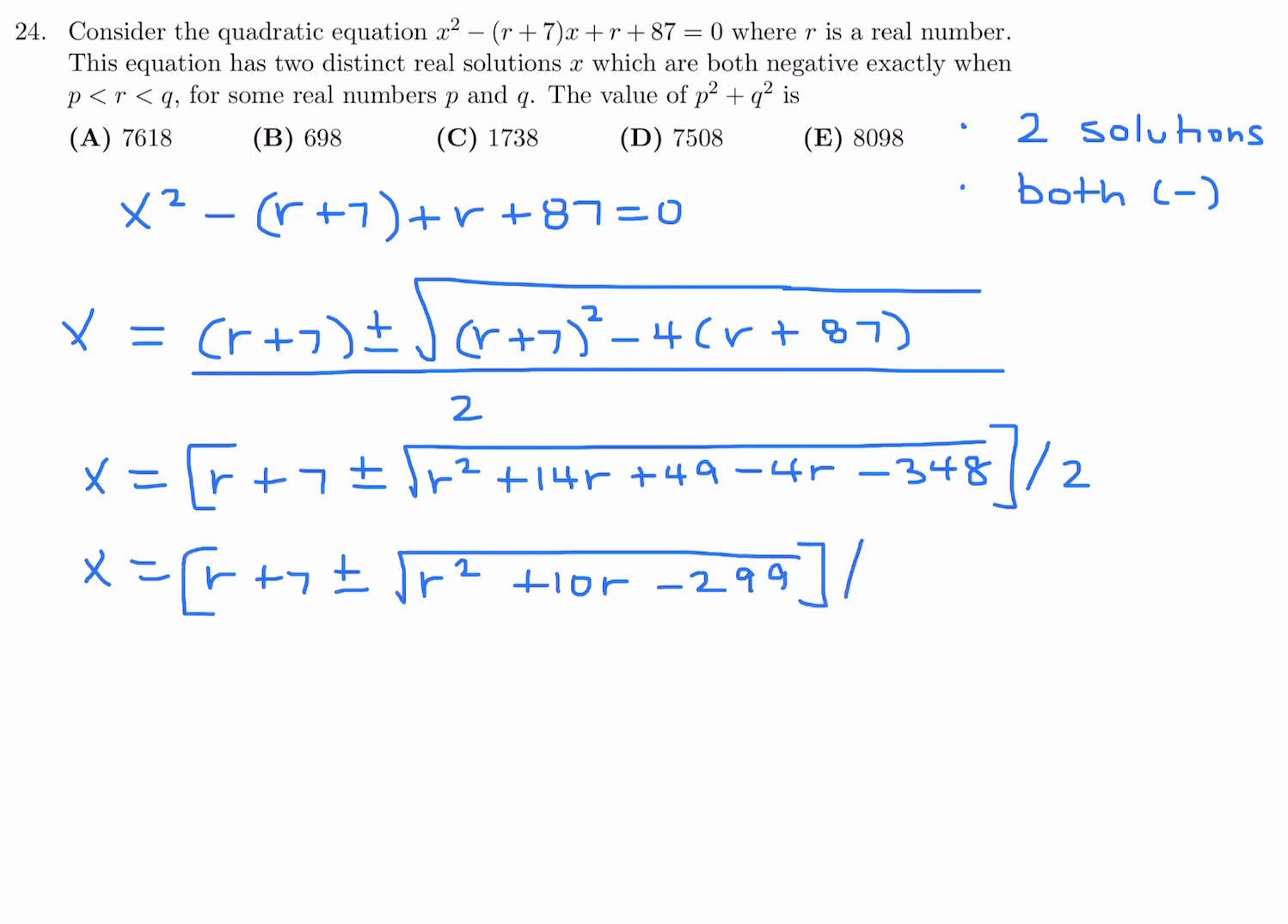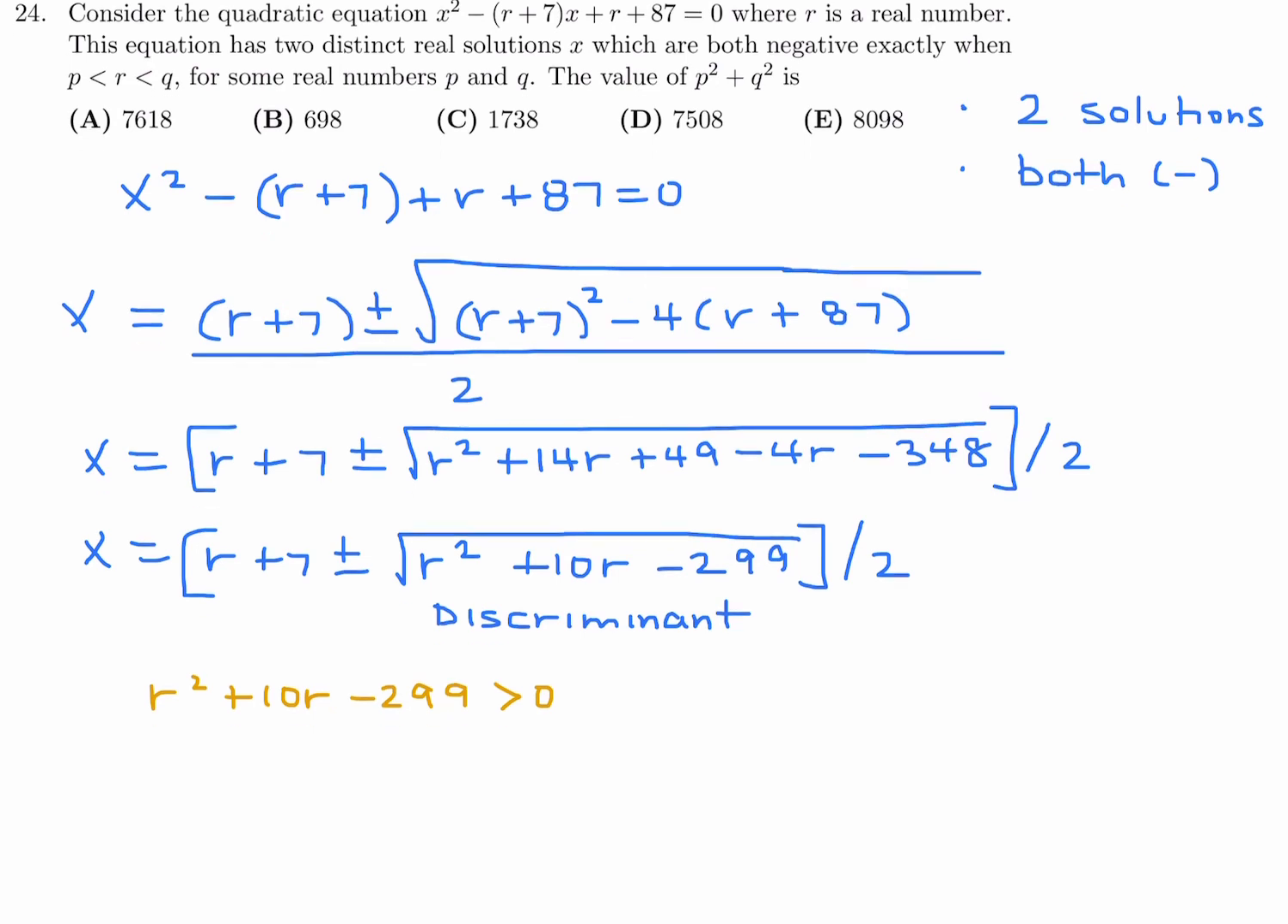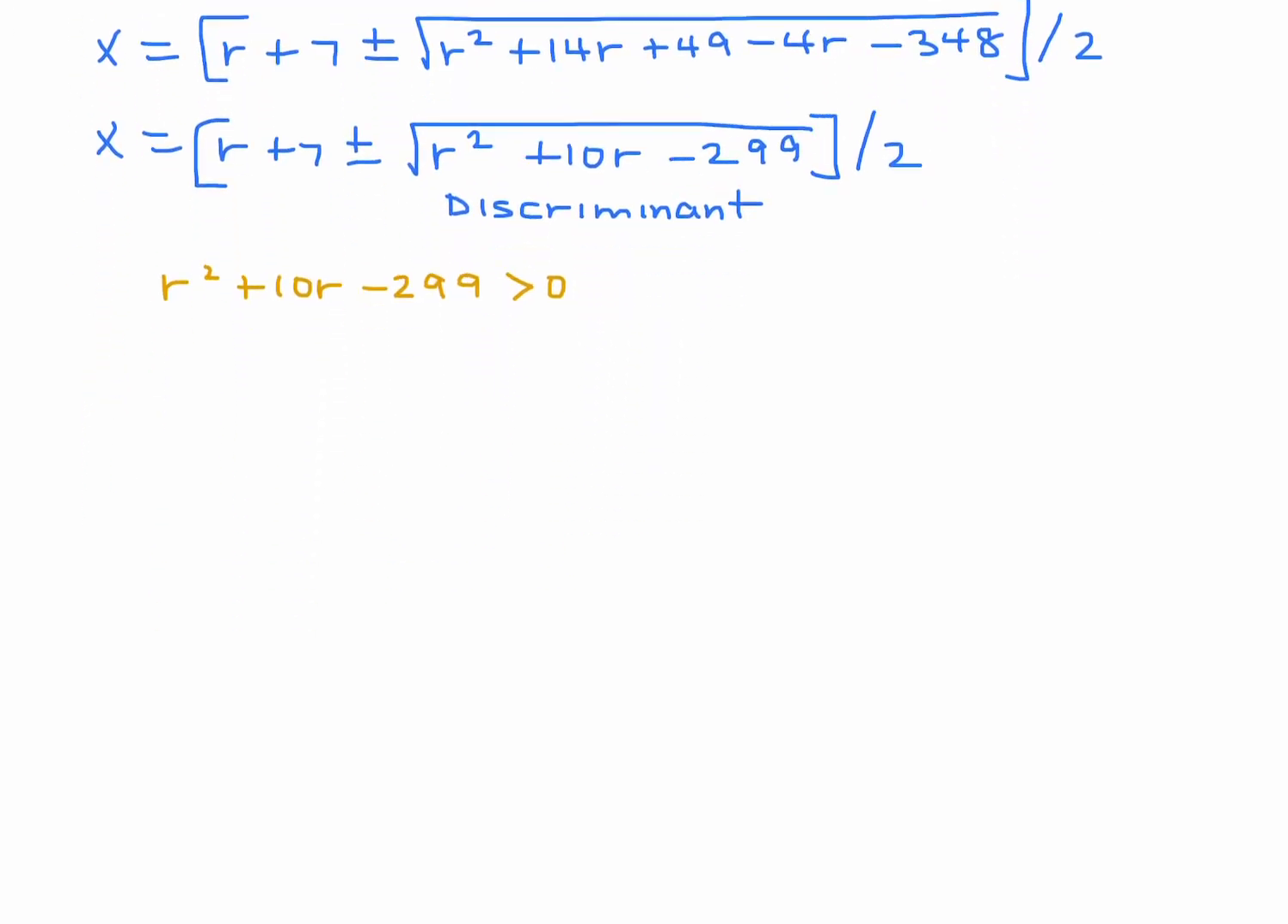Okay, so this is the discriminant right here, and I'll write it out. And I had previously mentioned the discriminant in this case has to be greater than 0. So r² + 10r − 299 has to be greater than 0. If it was equal to 0, we would only get one root, and we need two roots. So let's work with that. r² + 10r − 299 has to be greater than 0.